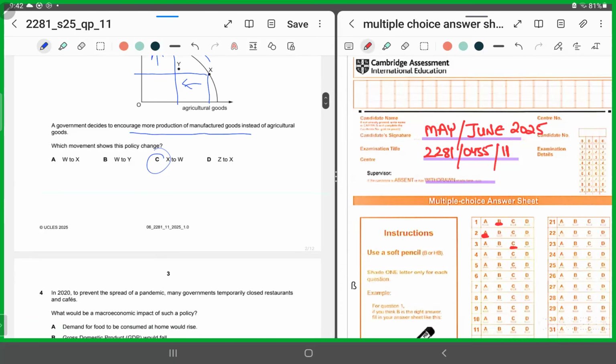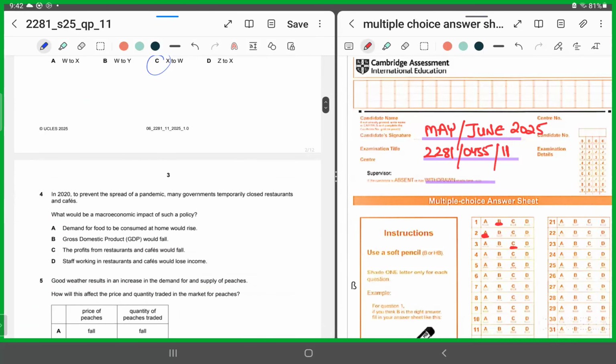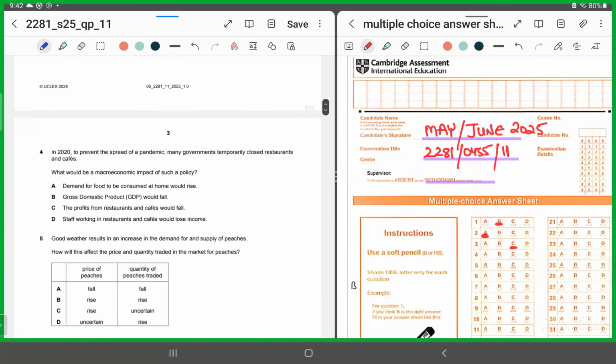Moving forward, MCQ number 4. MCQ number 4 says in 2020, to prevent the spread of a pandemic, many governments temporarily closed restaurants and cafes. What could be a macroeconomic impact of such a policy? This means what happened at the aggregate level to the economy when such restaurants and cafes got closed. Yes, the output level of the economies shrank, right? The output level reduced, right? This means the GDP fell. So for 4, it has to be option B.